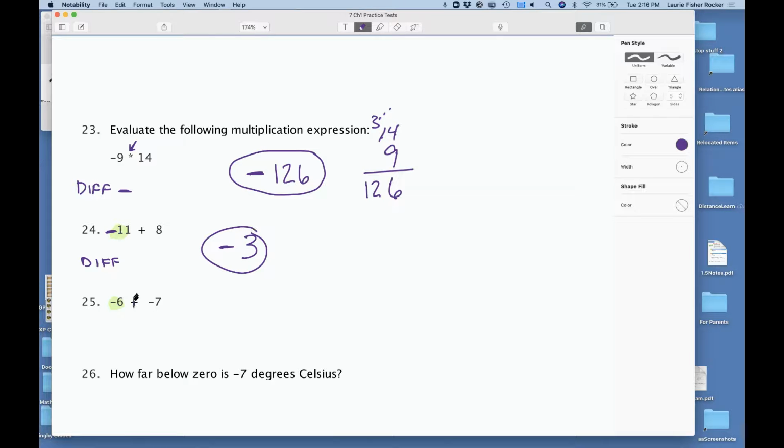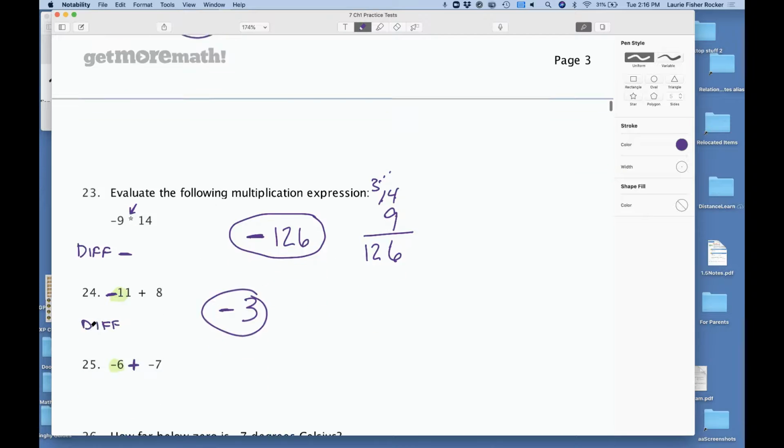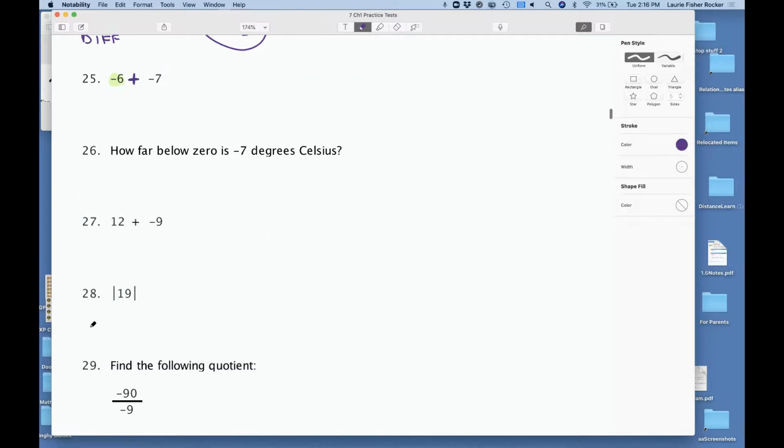So negative 6 plus, so we don't do our 2 marks. Same sign. Oops, sorry. Okay, so same sign. So we're going to add those. 6 and 7 is 13. And what were they? Oh, they were negatives. That can't be forgotten. You cannot forget. You do something with the numbers, you do something with the sign. How far below is negative 7 degrees? 7.